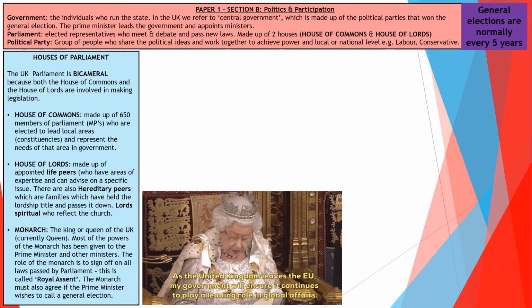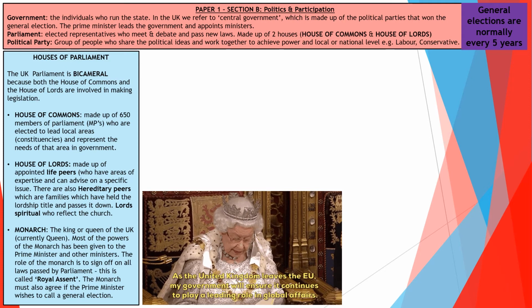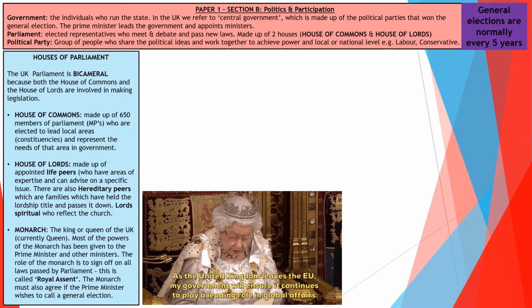And then the monarch is the king or the queen. So in this case, we currently have a queen. These are the most powerful people in the country. But obviously in the role of Parliament, the monarch has given most of the powers to Parliament, to prime ministers, to run the country. So essentially the role of the monarch in this case is to sign off on any laws, and this is what we call royal assent. And obviously the monarch must also agree if the prime minister wants to call a general election and change the government.